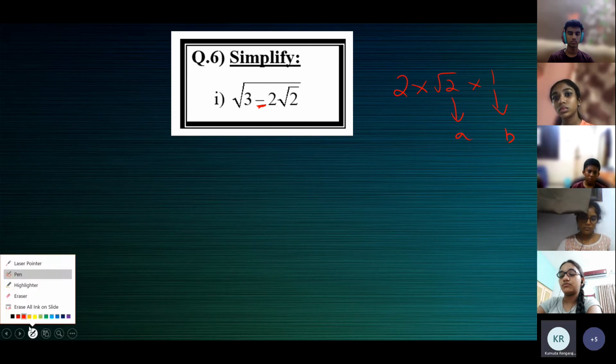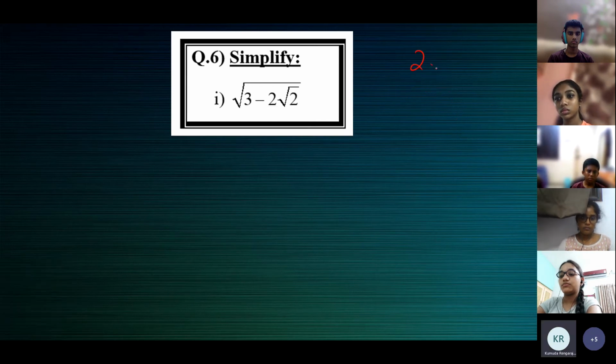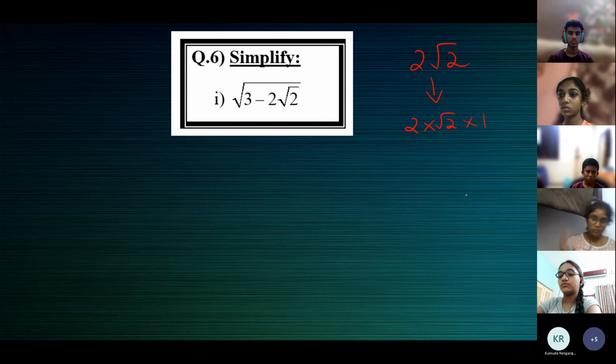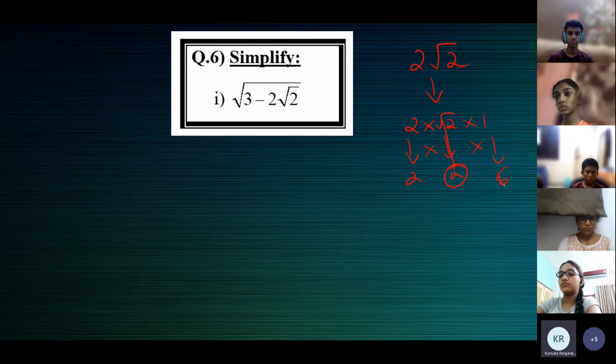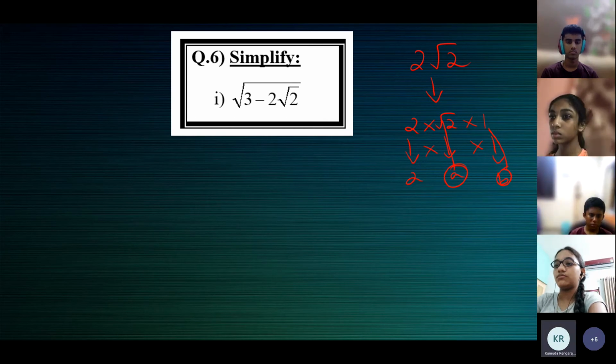I repeat, 2 root 2 is 2 into root 2 into 1, that is, 2 into a into b. So a is root 2, b is 1.